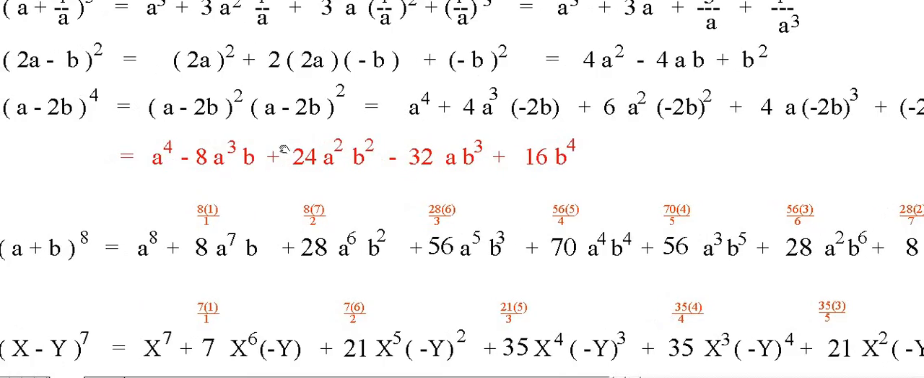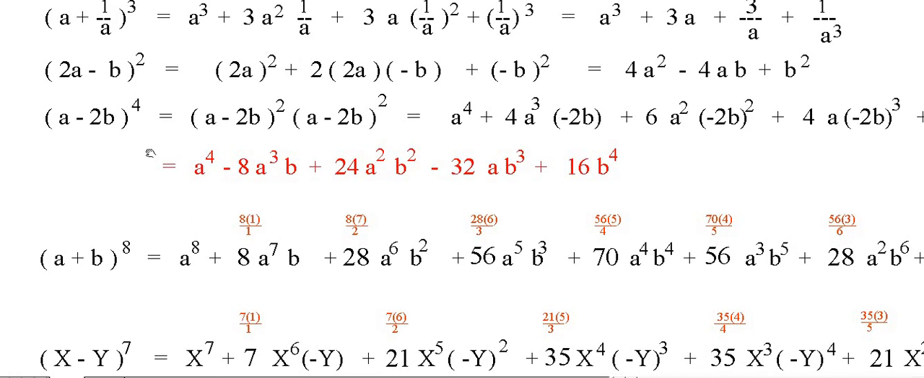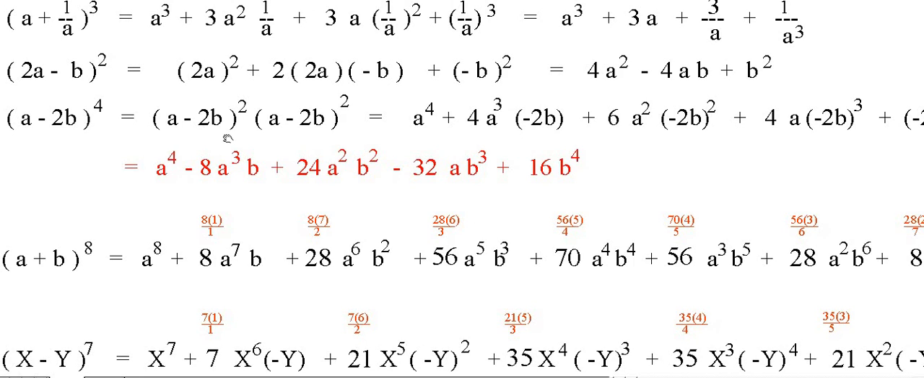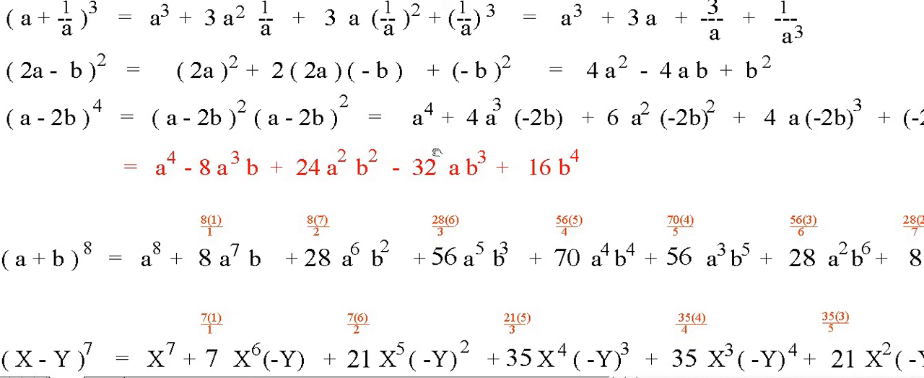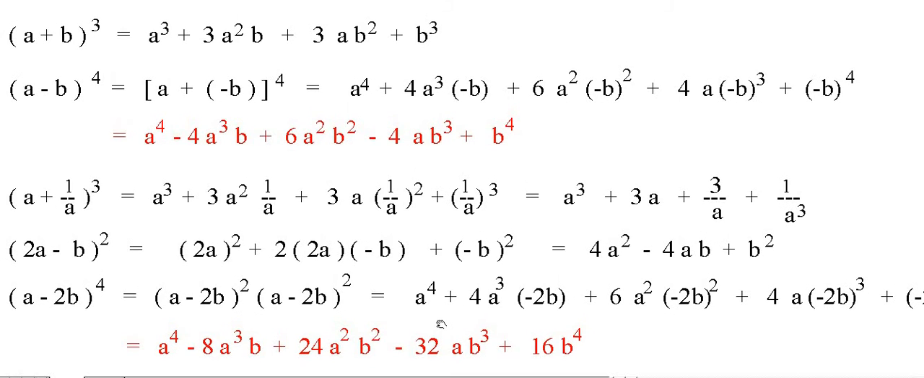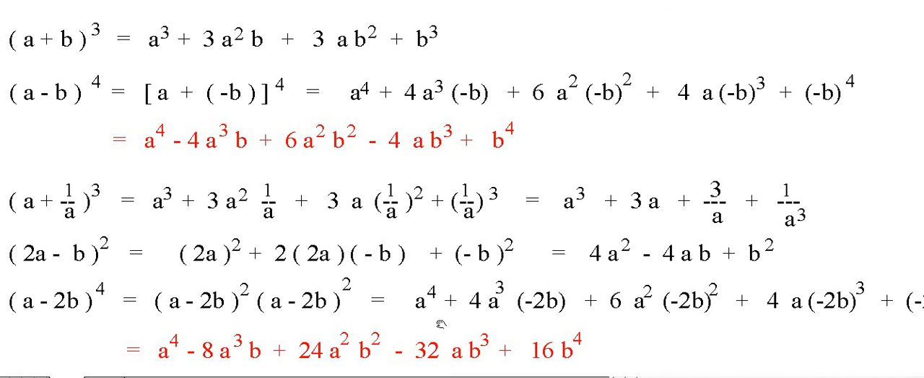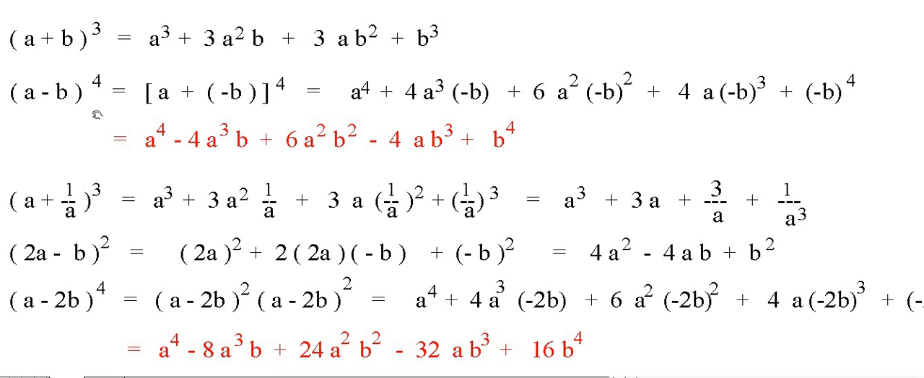If we have this, a minus 2b raised to the fourth, then the meaning of this, we multiply a minus b square twice, or just expanding. Okay, we go direct. This is similar to a minus b to the fourth.